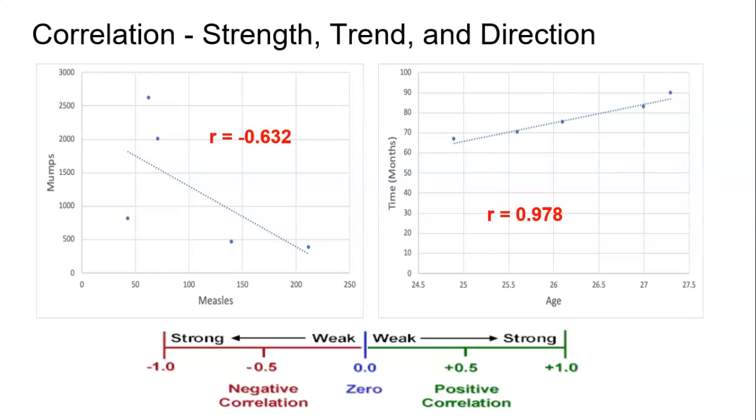Calculate the correlation value using the formula. The correlation value tells us several things. It tells us the strength of the correlation, it tells us the trend, and it tells us the direction. The strength of the correlation, we can look at this scale down here. The R value, the correlation coefficient, is always between -1 and +1.